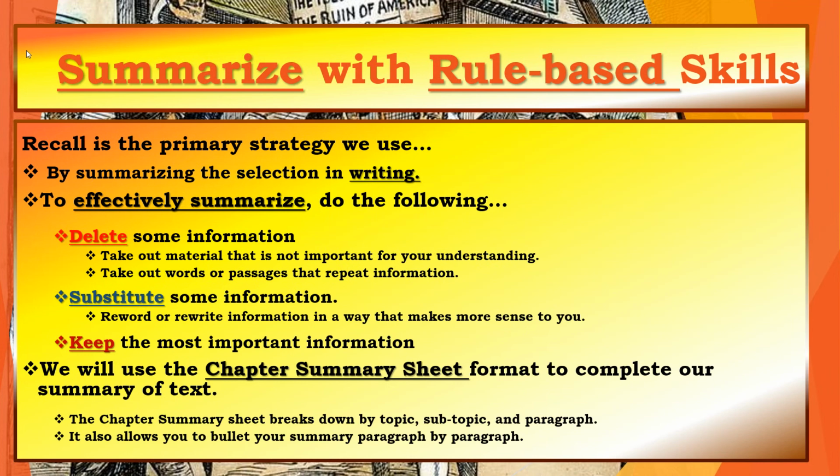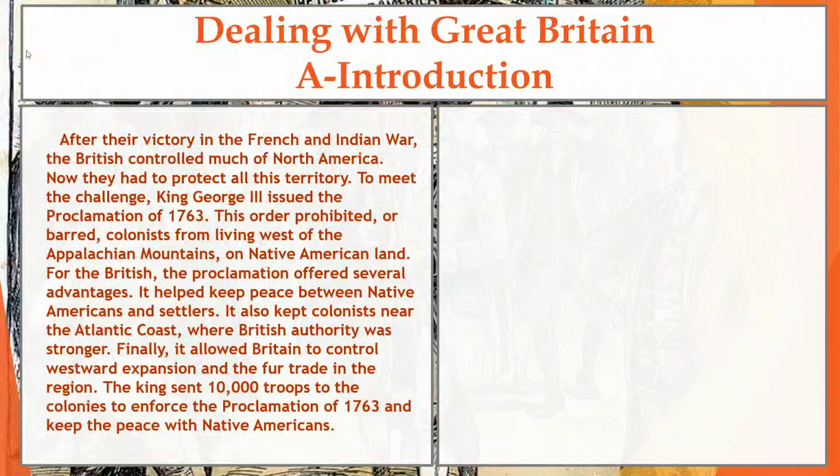Our next one, we're going to use something called outlining, so we'll move on to a new skill. The chapter summary sheet breaks down by topic, subtopic, and paragraph. It also allows you to bullet your summary paragraph by paragraph. We've done this before. So let's move into the actual text, and I am on page 112, so if you want to follow along, that's where we're going to start.